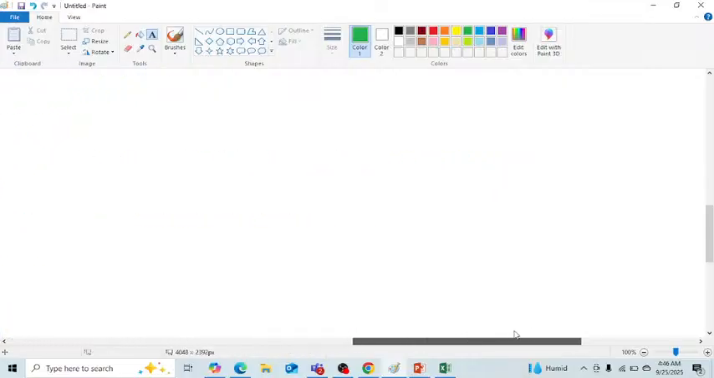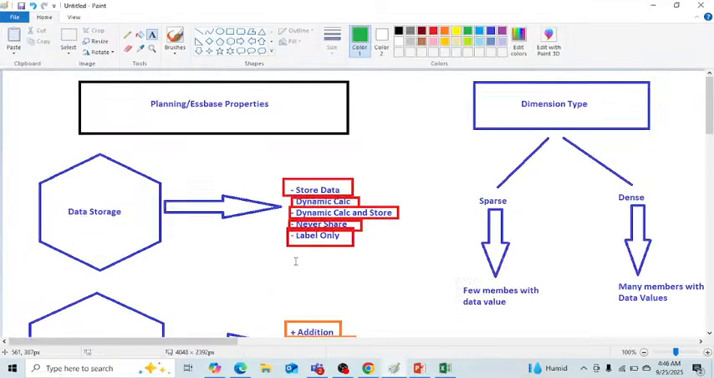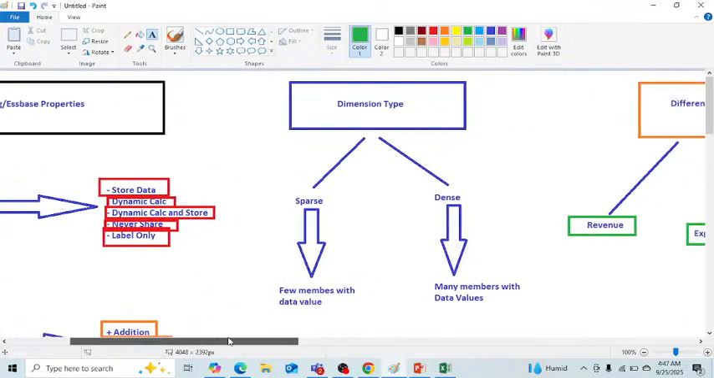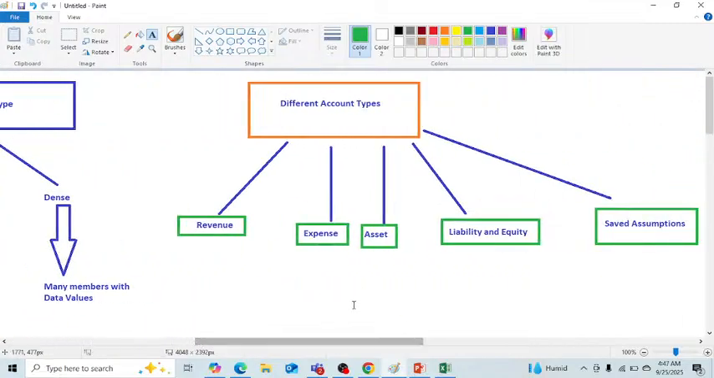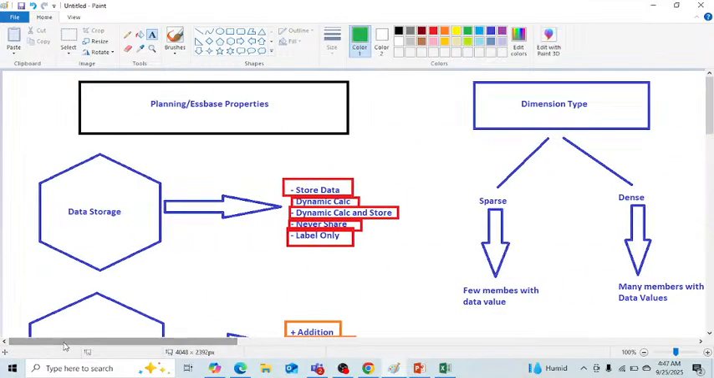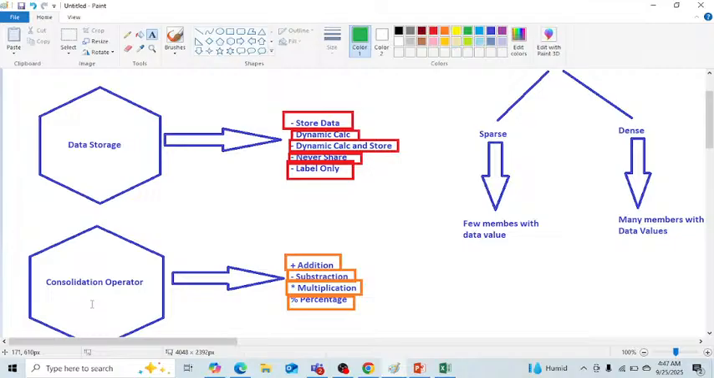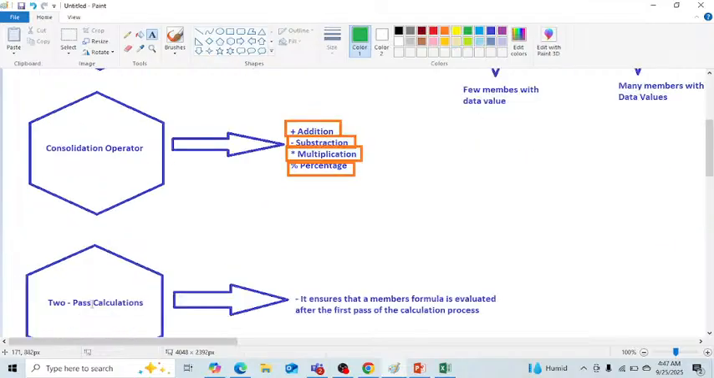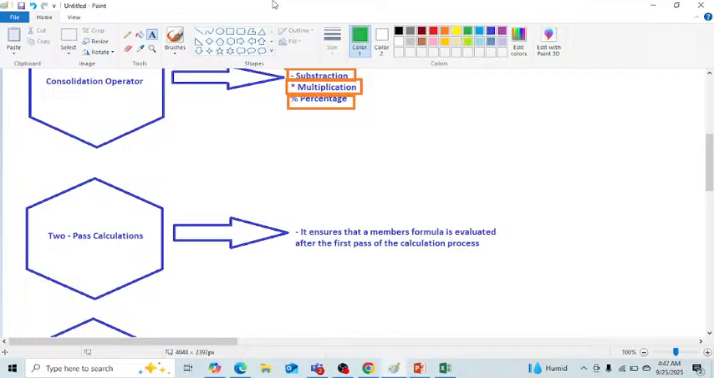So we have discussed the amount as well as the different account dimension types, and the different account types, that is revenue, expense, asset, liability, saved assumptions, and the equity ones. We have also taken the properties of it, like data storage, consolidation operator, even two pass calculation. Two pass calculation is a very important thing. I can mark it as a very important segment.